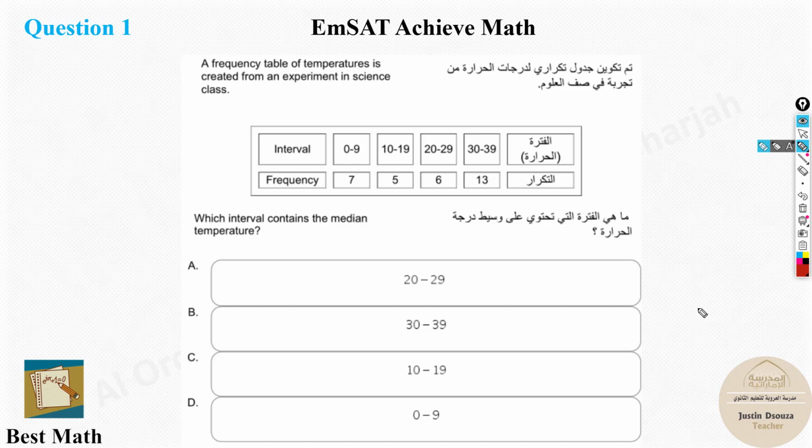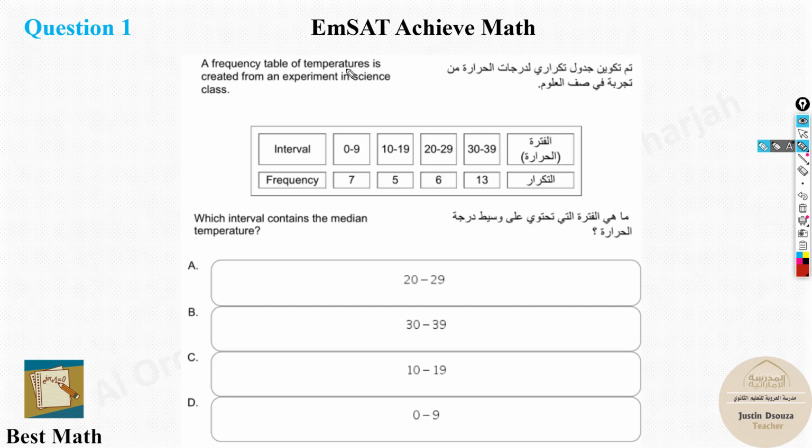I'll read the problem first. A frequency table of temperature is created from an experiment in science class. The intervals are 0 to 9, 10 to 19, 20 to 29, 30 to 39. And the frequencies are given as 7, 5, 6, 30. We need to find the interval that contains the median temperature. Median, something related to the middle.